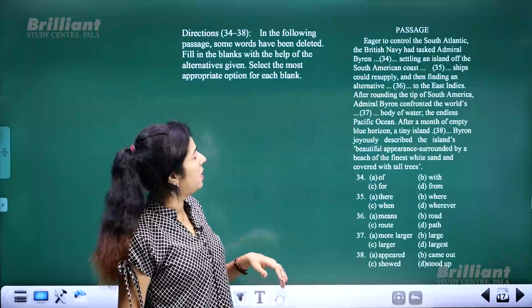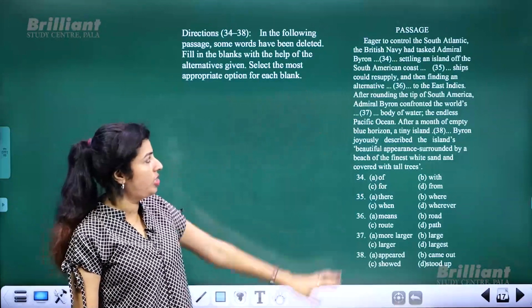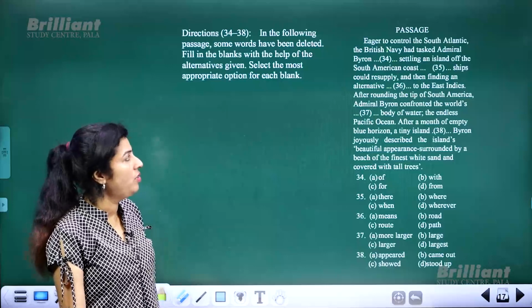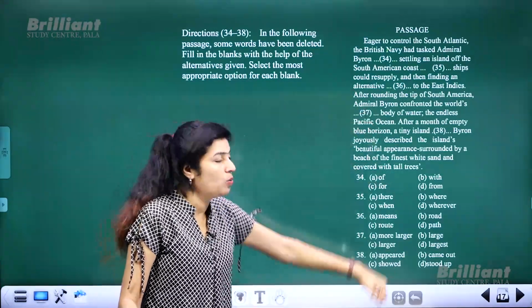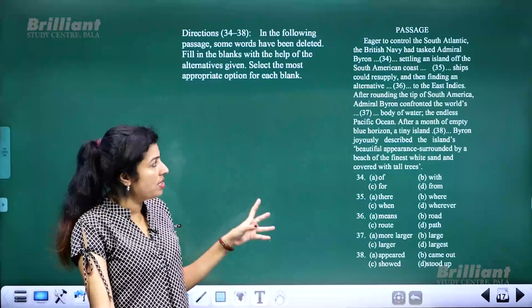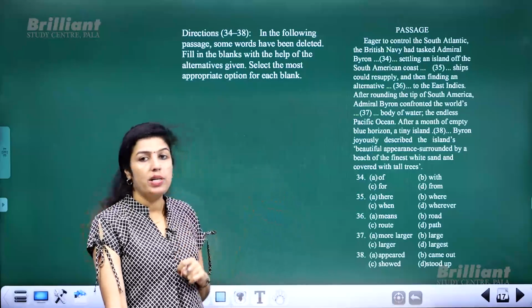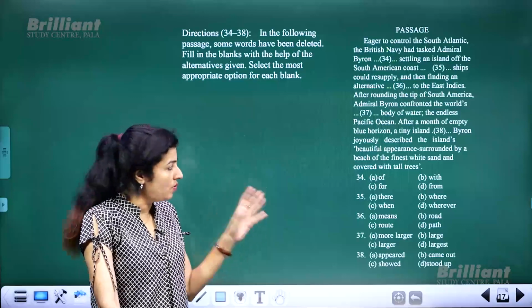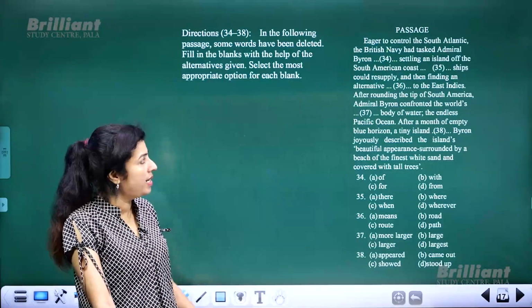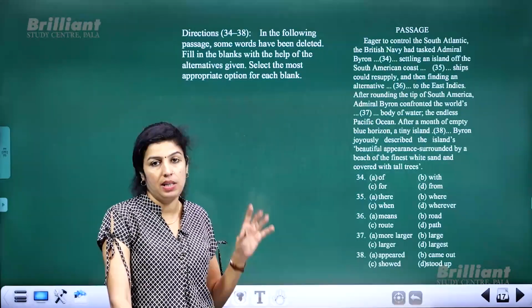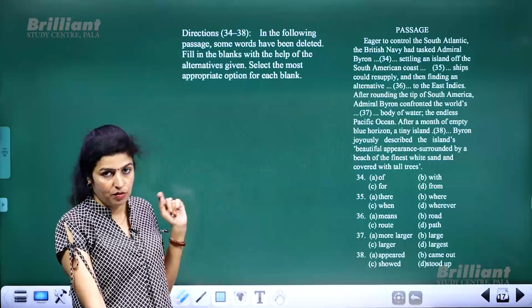Now next is a passage which is given to you, and you need to find out the missing words. That means a passage is given but a few words are missing, and those words are given as options for each blank, and you need to find the exact word which could be inserted to make it a sensible, logical and meaningful correct passage.